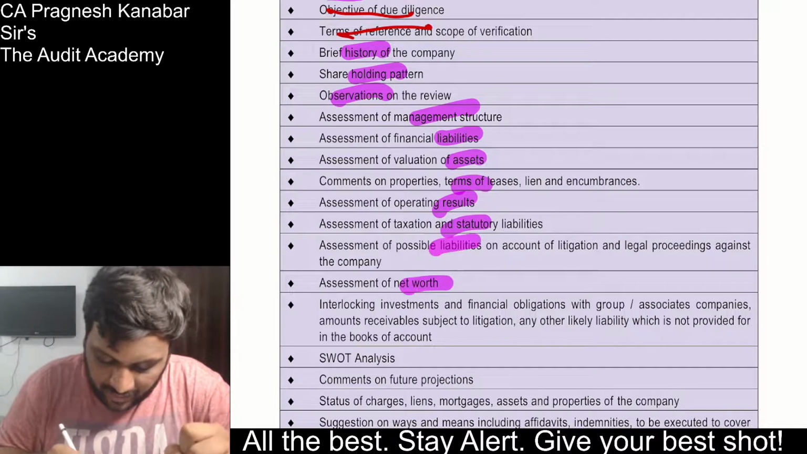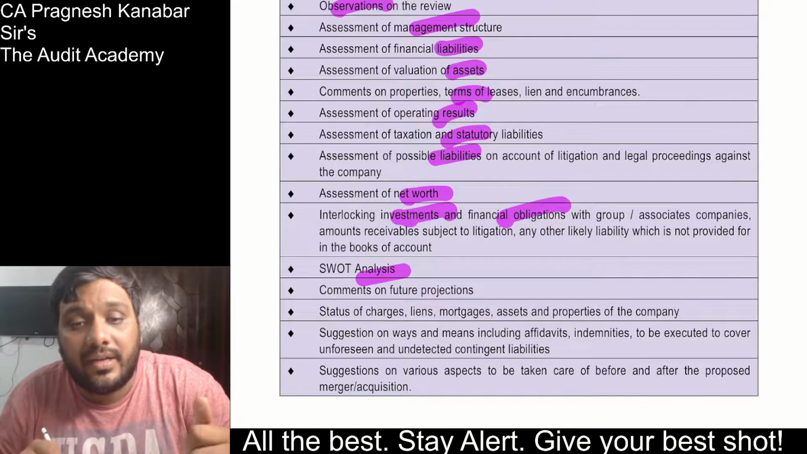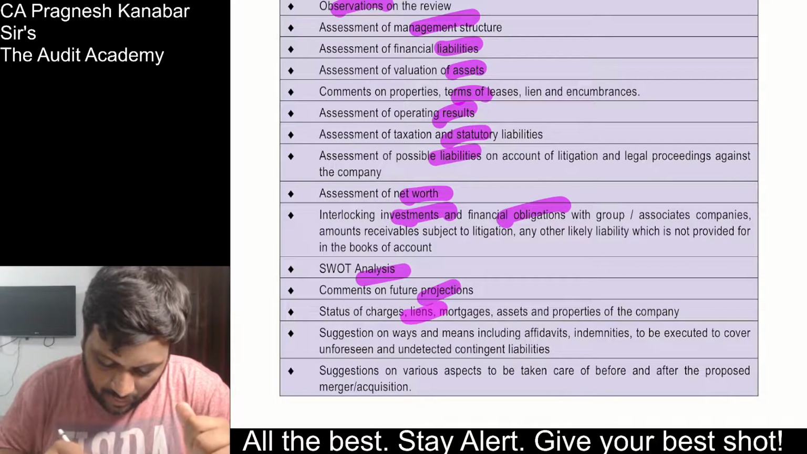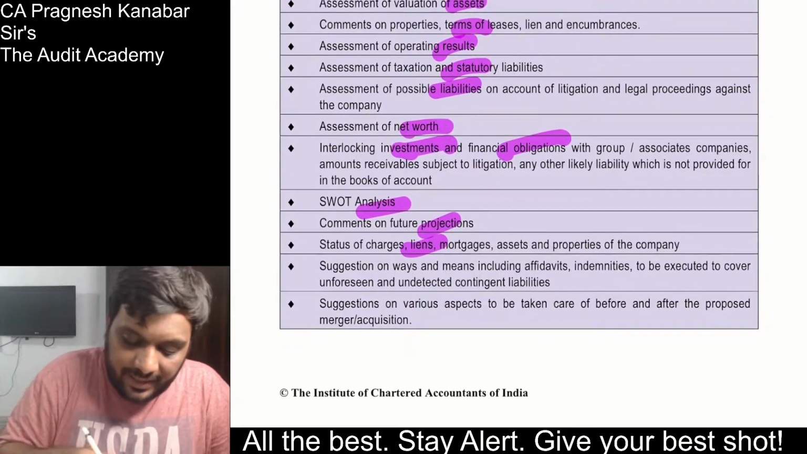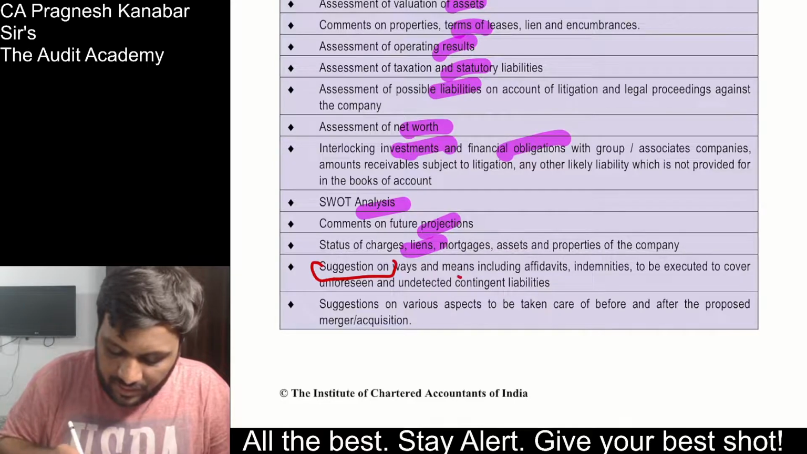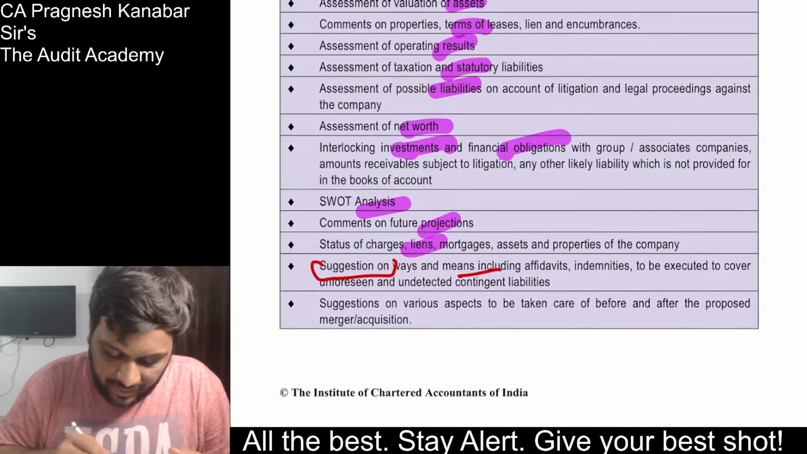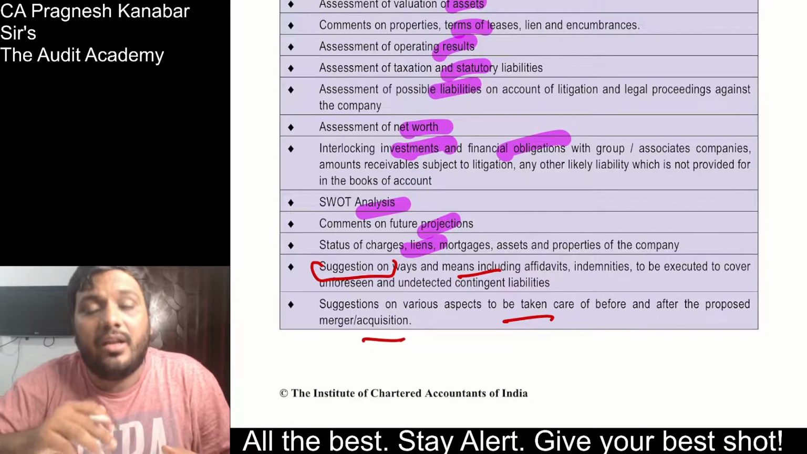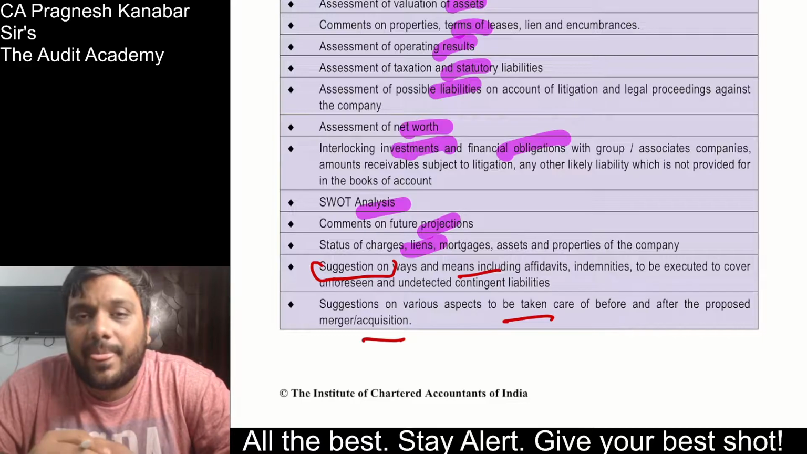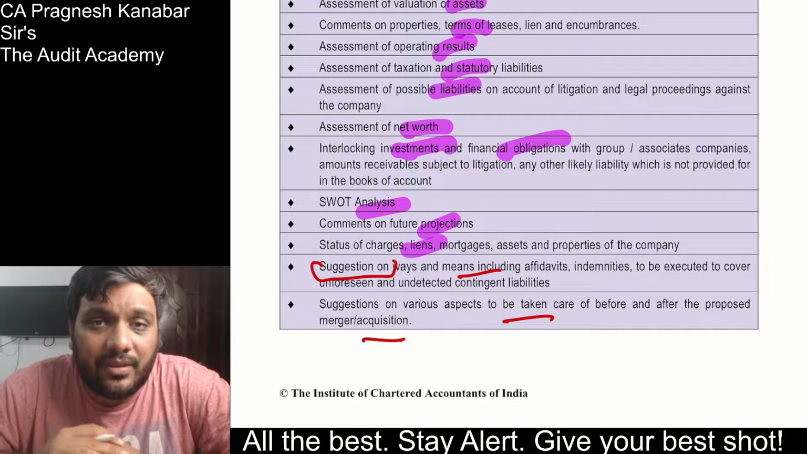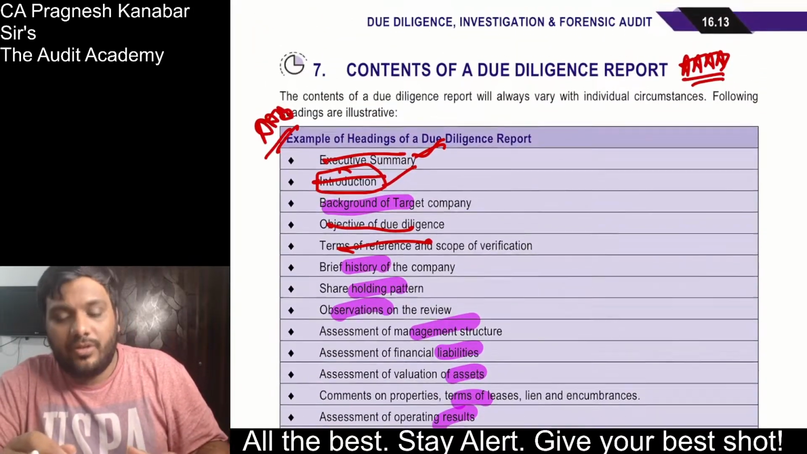Look at this: assessment of net worth, possible liabilities, what are their investments, financial obligations, SWOT analysis, future projections, what are their current obligations on their assets, on the properties. All right, and then at the end giving the suggestions on what kind of affidavits, commitments need to be taken from the selling company, and then at the end helping them to get a proper proposed offer and proposed merger acquisition, how it will be done. All right, so these are the contents of due diligence report.